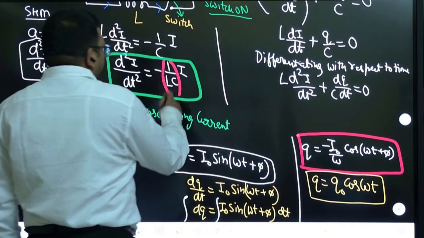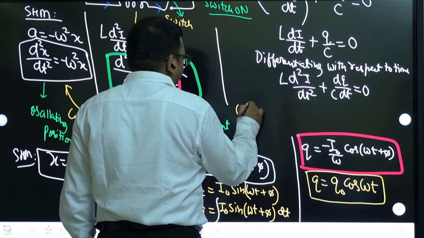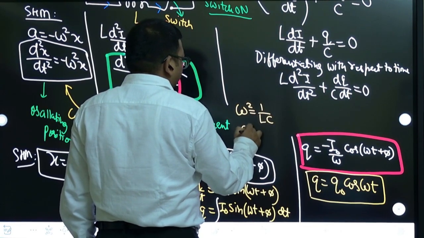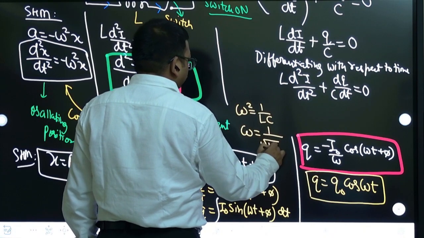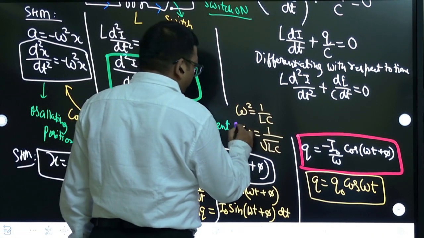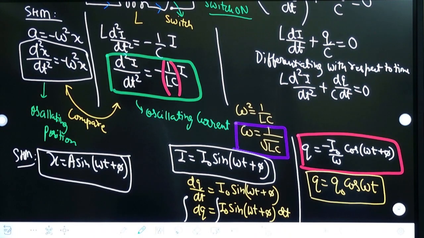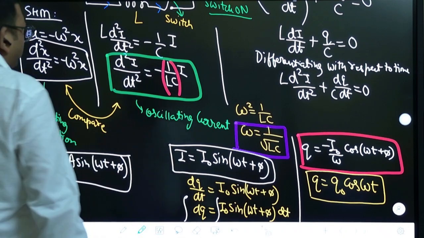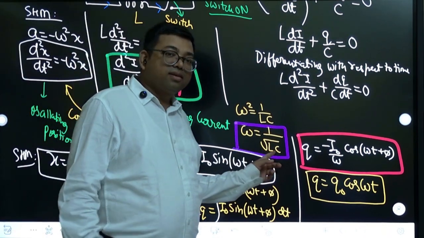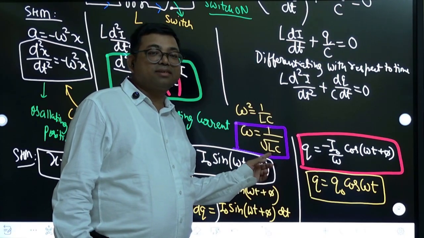Also note what omega is here. 1 by LC is omega square, and this omega comes as 1 by root LC. Where have you studied a similar equation? Tell me. Omega is 1 by root LC. Where have you studied? No, last chapter. AC. Which topic in AC did we study where omega is 1 by root LC?